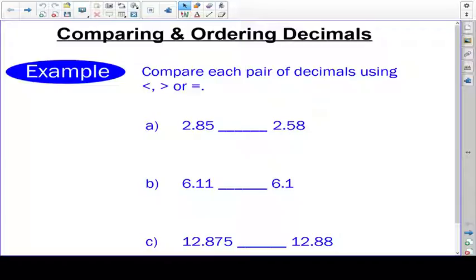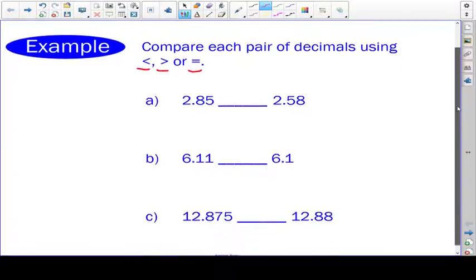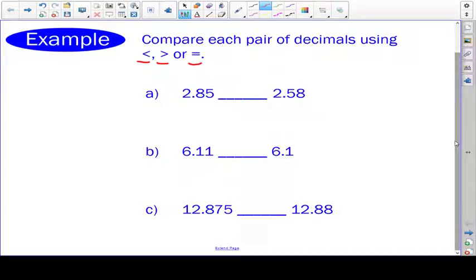Like we did before with fractions, we're going to use the less than symbol, the greater than symbol, or the equal to symbol in order to make each statement true. So we'll look at the first question here. 2.85, 2.58, or if we want to say them correctly, 2 and 85 hundredths and 2 and 58 hundredths. Which one's bigger?